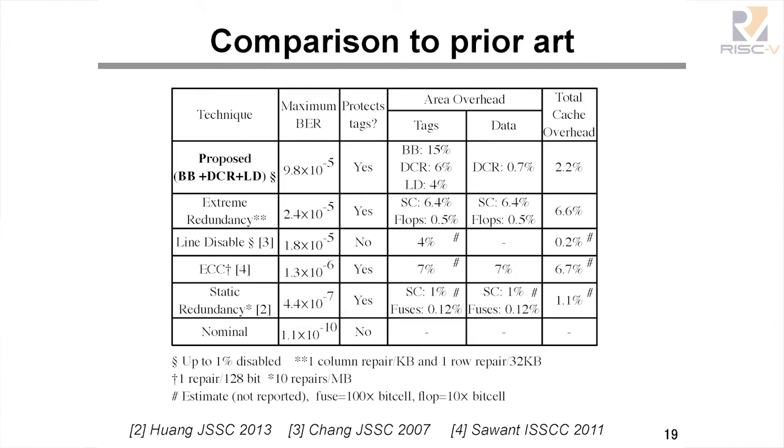This table compares this technique to some of the other proposed techniques used that tolerate errors. And so you'll notice that the maximum bit error rate, which is equivalent to the minimum operating voltage, is about 1 million times higher than what you can get in the nominal case. This protects both the tag and the data portion and does it with about 2% total area overhead.